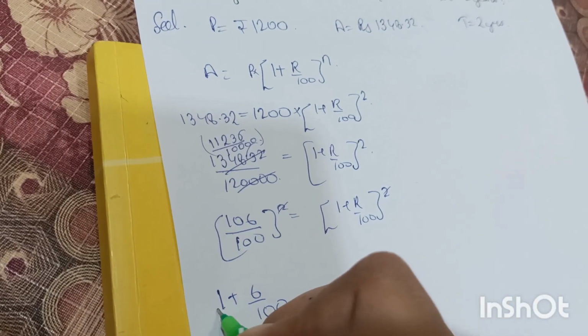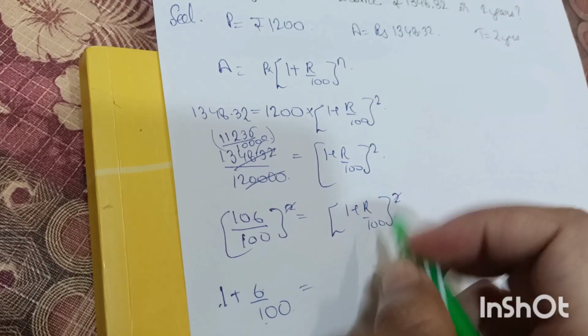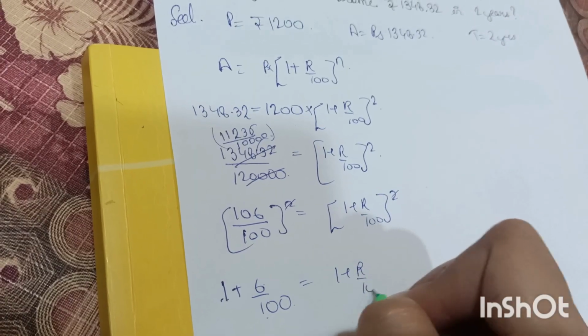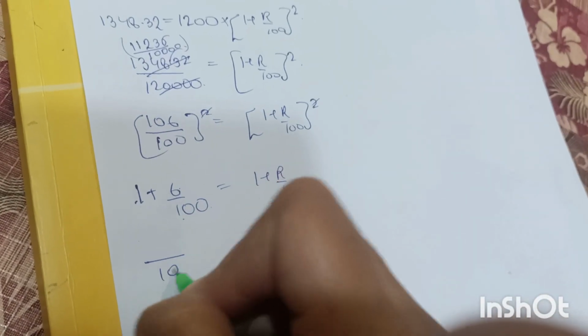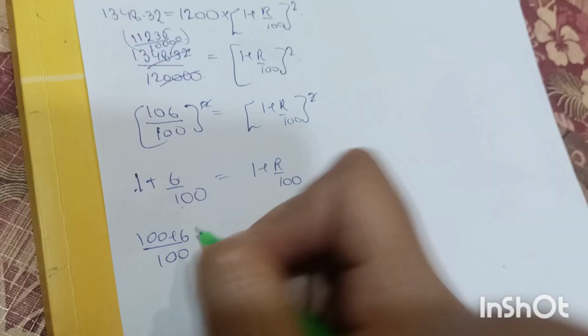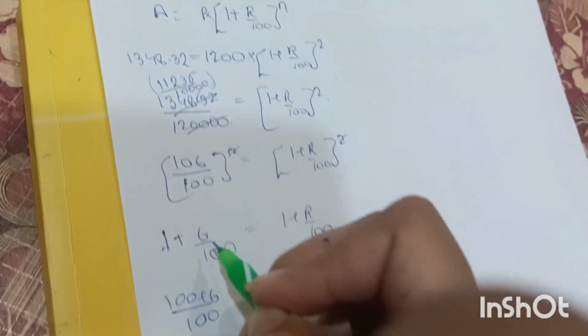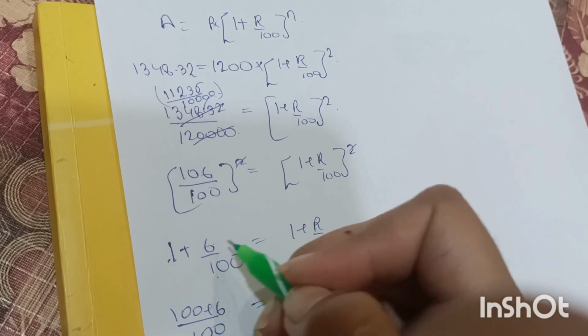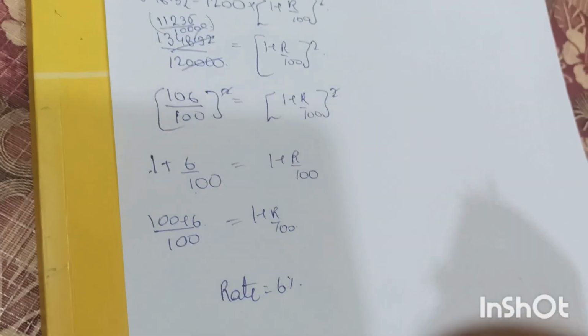So 100 over here, if you get like this, it will become 106. So you can write 1 plus r upon 100. If you are wondering how I can write like this, if you take the whole value like this, it will become 100 plus 6. So you will get this, equals 1 plus r upon 100. So you can see over here that in place of r, 6 is given. So you can see that the rate is 6%.